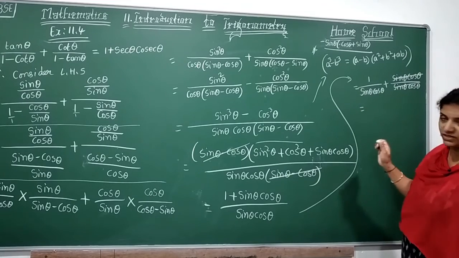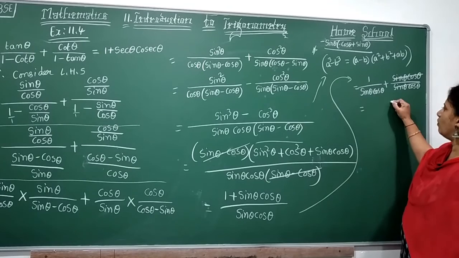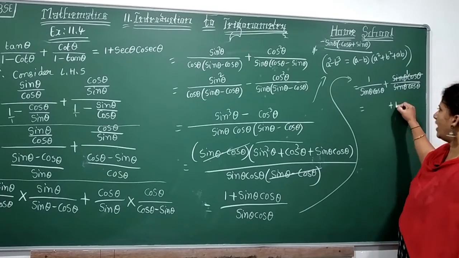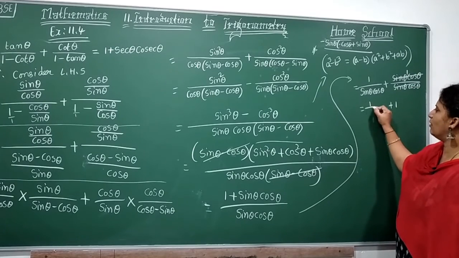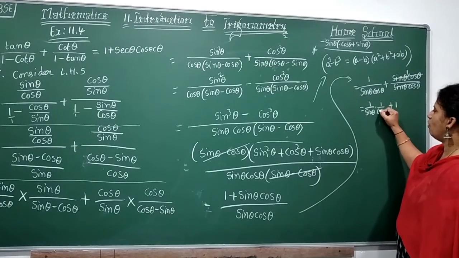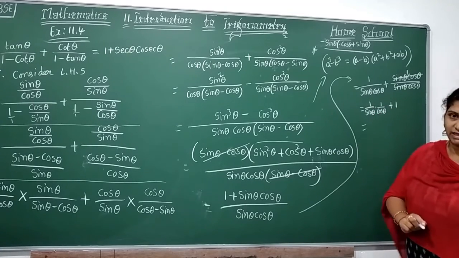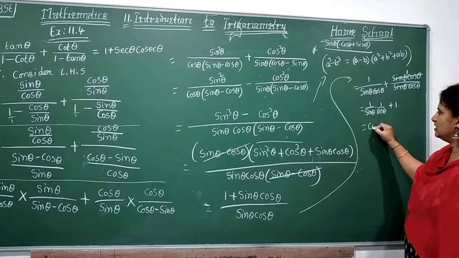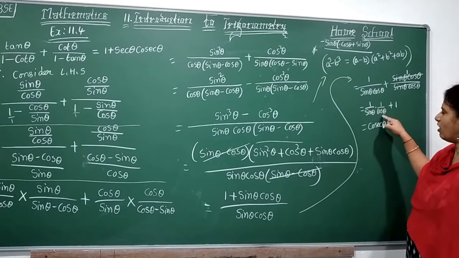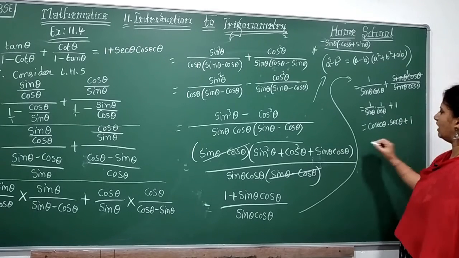But some of the children will forget this part. Don't forget, what is its answer? It will be 1. Don't forget to write 1. Now again split this one: 1 by sin theta into 1 by cos theta. What is 1 by sin theta? It is cosecant theta. What is 1 by cos theta? It will be secant theta.